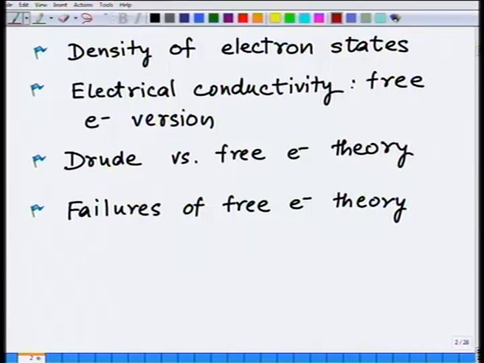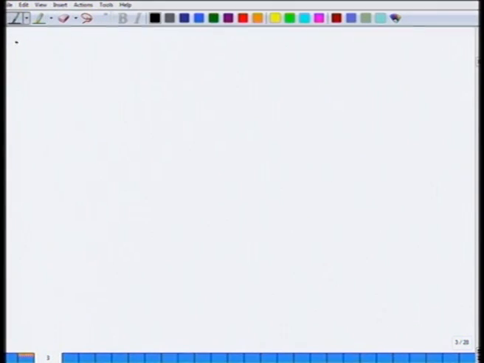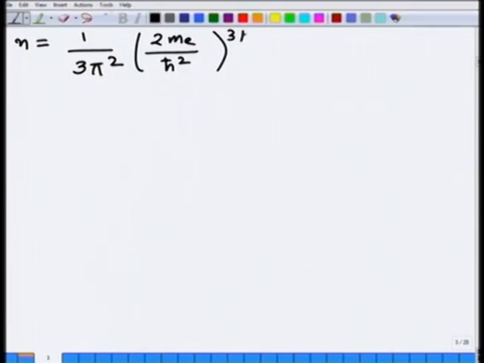Okay, so let us get going. Let us start with this density of electron states. What we had derived was the equation for Fermi energy. If we take this equation right here and turn it around, then I would write n as equal to 1 by 3 pi square, 2 me divided by h bar square, power 3 by 2, E f to power 3 by 2.